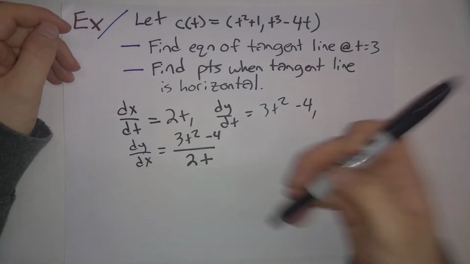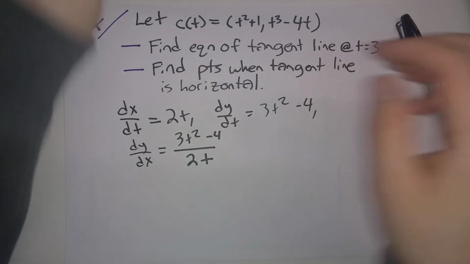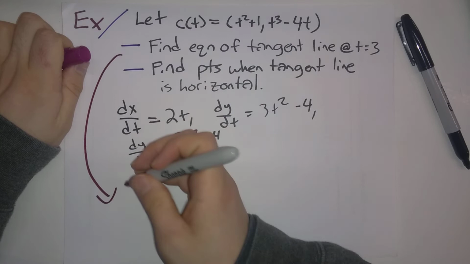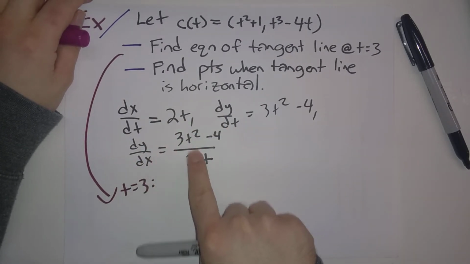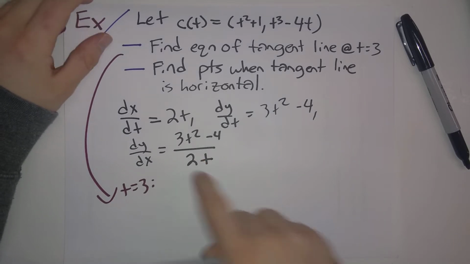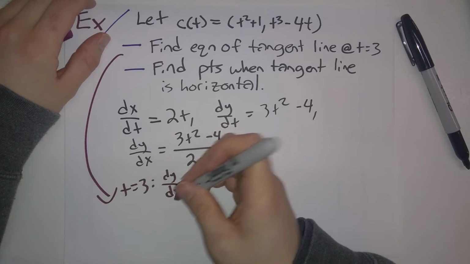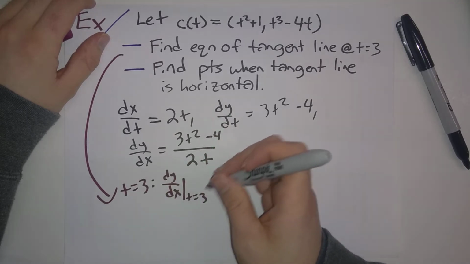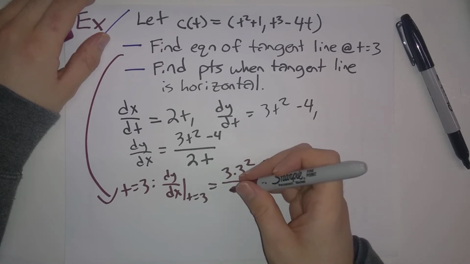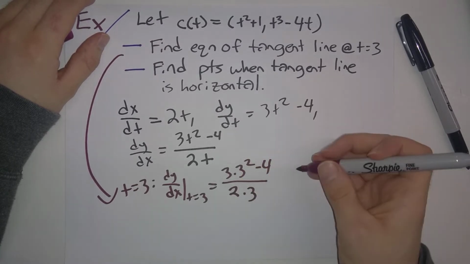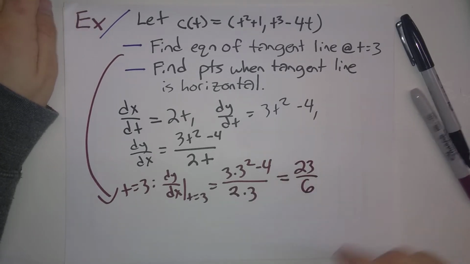Okay, so find the equation of the tangent line when t is equal to 3. So note right here that we have dy dx, so it's written in terms of t. That's kind of convenient for us. So when t is equal to 3, dy dx at t is equal to 3 is 3 times 3 squared minus 4 divided by 2 times 3. And crunch out the arithmetic, 23 over 6.